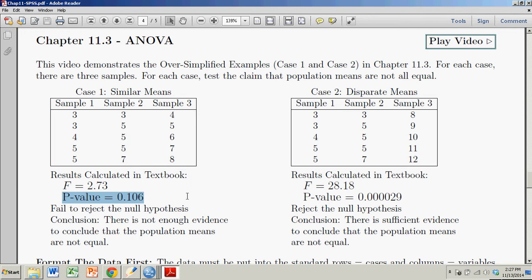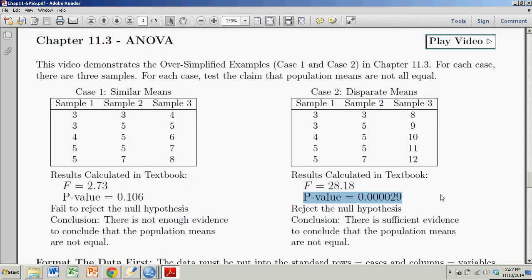So we failed to reject that, and we say there's not enough evidence to conclude that the population means are not equal. In the second case, it looks a lot like the first case, only in this third sample the numbers are a lot higher, thus giving it a higher mean, and it gives us a much greater test statistic and a much smaller p-value. In this case, regardless of the significance level, we're going to be rejecting the null hypothesis, and there is sufficient evidence to conclude the population means are not equal.